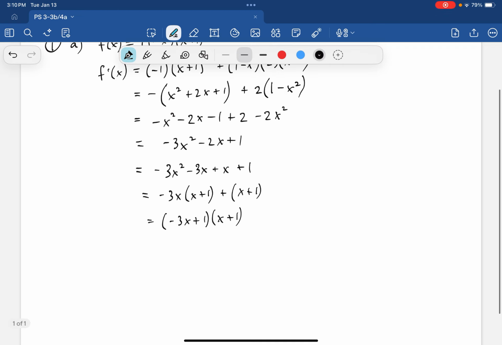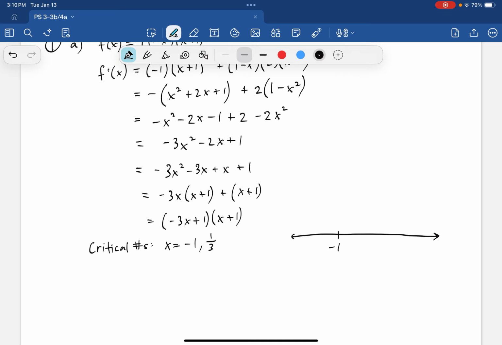Okay, and so my critical numbers are going to be whenever this equals 0. That's either -3x plus 1 equals 0, which means x equals 1/3, or x equals -1. So two critical numbers. That means I can divide the number line up like that. I'll have -1 here and 1/3. And so I know the derivative will equal 0 at those points.